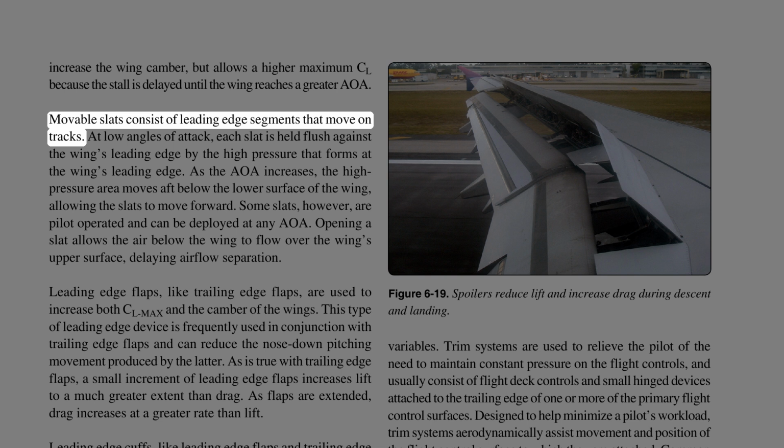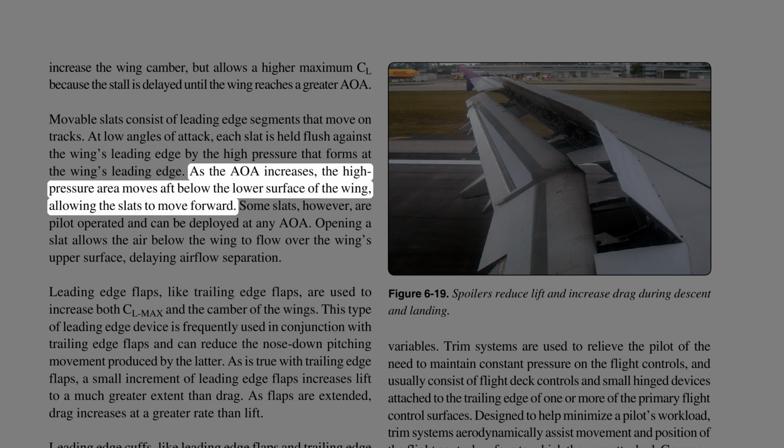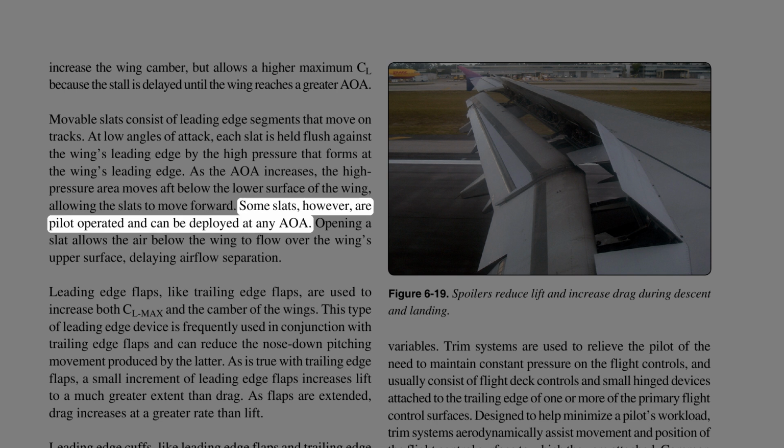Movable slats consist of leading edge segments that move on tracks. At low angles of attack, each slat is held flush against the wing's leading edge by the high pressure that forms at the wing's leading edge. As the AOA increases, the high pressure area moves aft below the lower surface of the wing, allowing the slats to move forward. Some slats, however, are pilot-operated and can be deployed at any AOA.